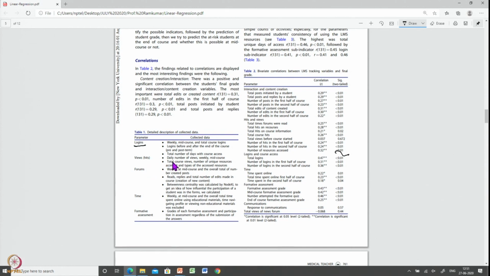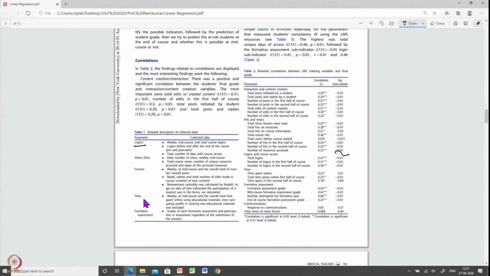Also views, like the number of views daily, weekly, and till the mid course. Also total course views, and the number of unique resources accessed, meaning how many resources he looked at: how many papers he read, how many videos he watched, everything, and the data type of resources he accessed. Also the forums: the number of posts created, reads, replies, number of edits made in the course, and also how influential a particular post he created was, based on the number of people who replied to it.